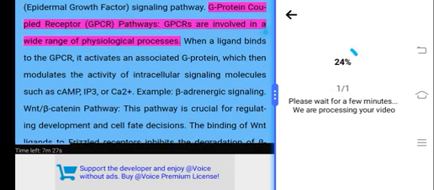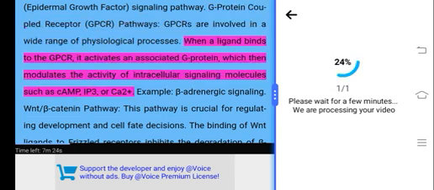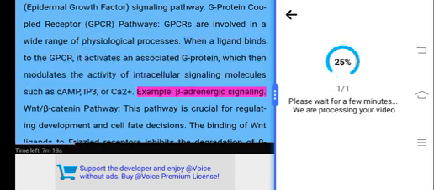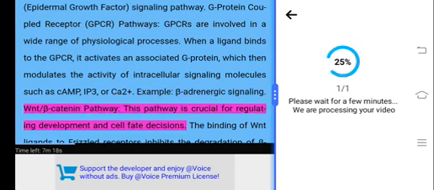G-protein coupled receptor (GPCR) pathways. GPCRs are involved in a wide range of physiological processes. When a ligand binds to the GPCR, it activates an associated G-protein, which then modulates the activity of intracellular signaling molecules such as cAMP, IP3, or Ca2+. Example: beta-adrenergic signaling.